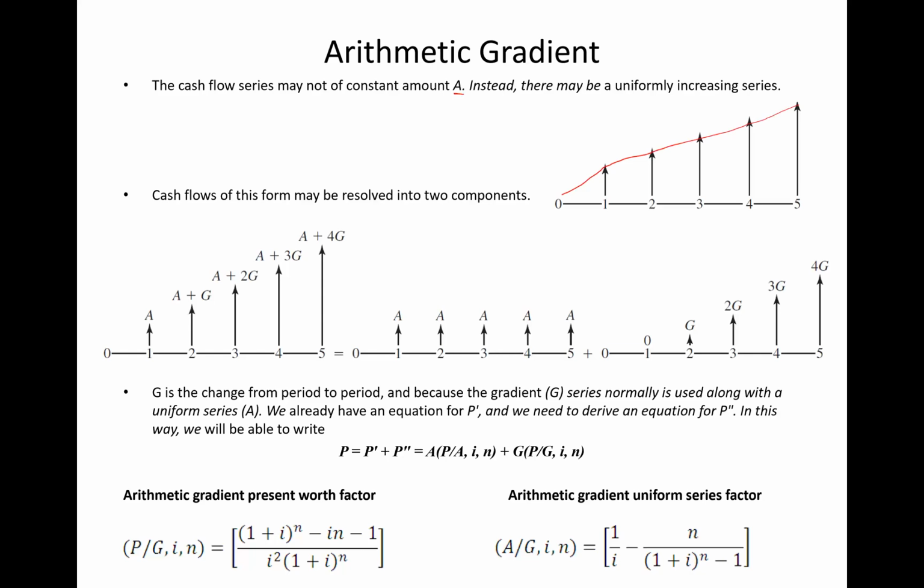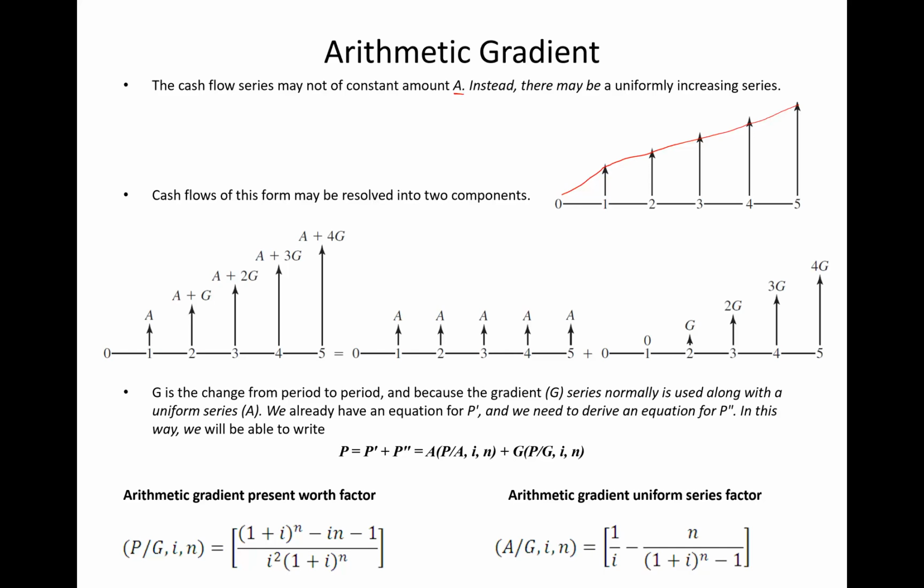If you look at this gradient, the cash flow of this form may be resolved into 2 components. So, for example, you have here A, A plus G, A plus 2G, A plus 3G, A plus 4G. So look carefully: we start at year 1 with A, after that A plus G, so the amount of increase is G. A plus G, A plus 2G, A plus 3G, A plus 4G. So this cash flow can be divided into 2 components.